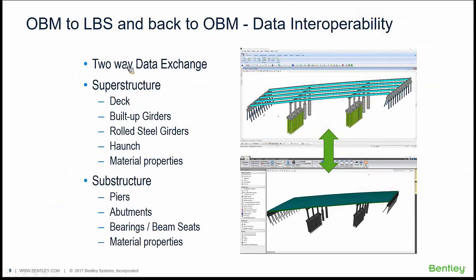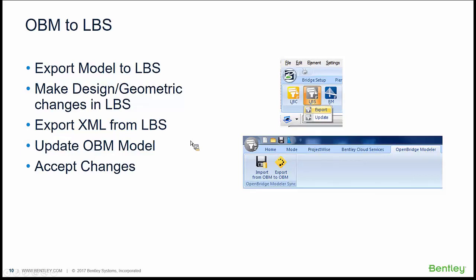So what can we send over there? Well, again, it's a two-way data exchange with the Leap products. So it's the deck, the built-up girders, rolled steel girders, the haunch, the material properties, and all the substructure properties go over to Leap Steel as well. The way we do that, there's an Interoperability tab where you'll select LeapBridge Steel and pick export. It'll pop open a window just briefly and you'll say okay. That will open the LeapBridge Steel software, allow you to make whatever changes you need to make there, do your analysis, run your optimization, whatever you want to do.